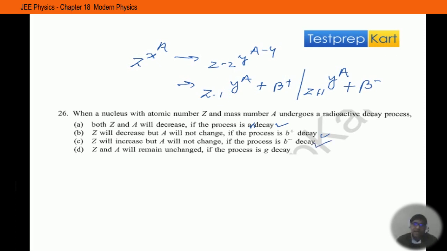Fourth, Z and A will remain unchanged if the process is gamma decay. Whenever gamma decay takes place, there is no change in atomic number or mass number. So this is also correct. In this question, all 4 options are correct.